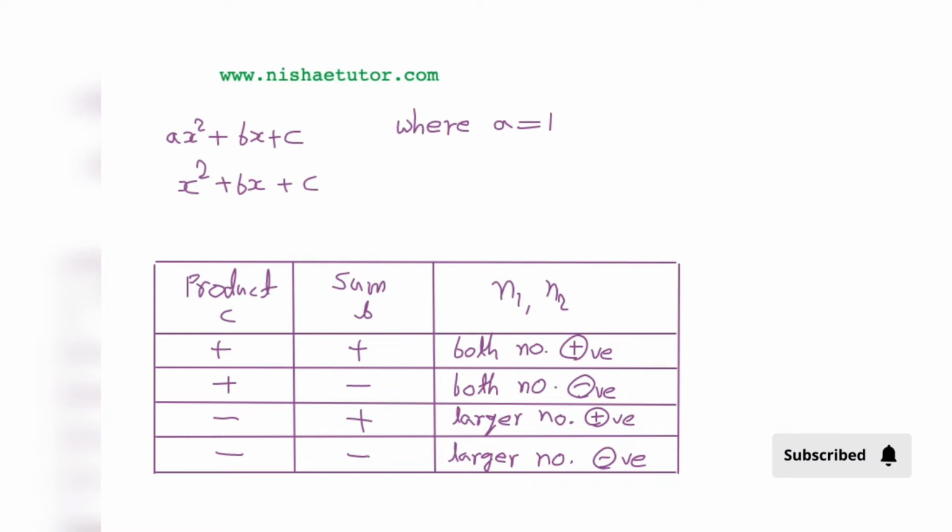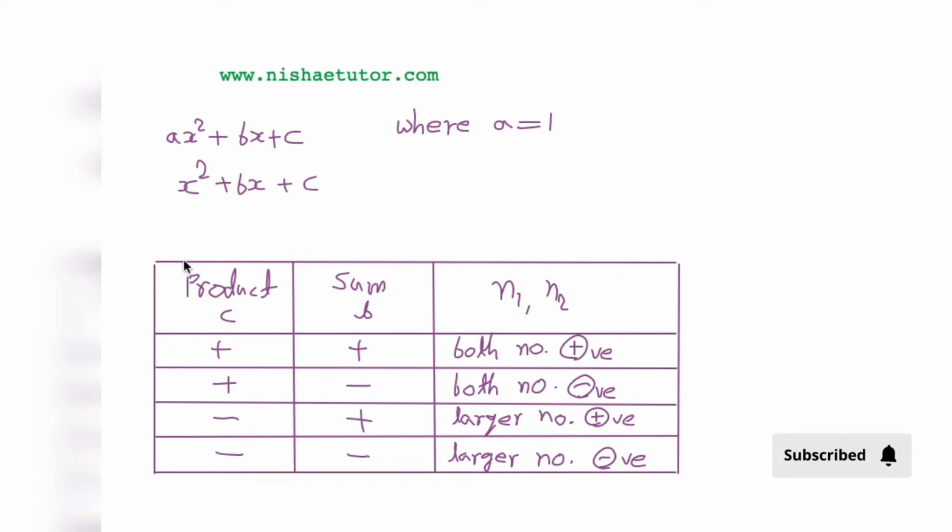Today I am going to show you how to factorize trinomials. Trinomial means three terms, and in a quadratic trinomial, the highest power of x is 2. Today we solve these types of expressions, taking the case when a equals 1: x square plus bx plus c, because the a value is 1. Here c is the product and b is the sum.